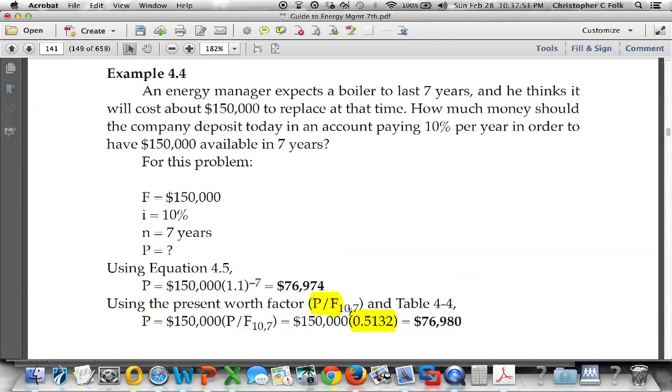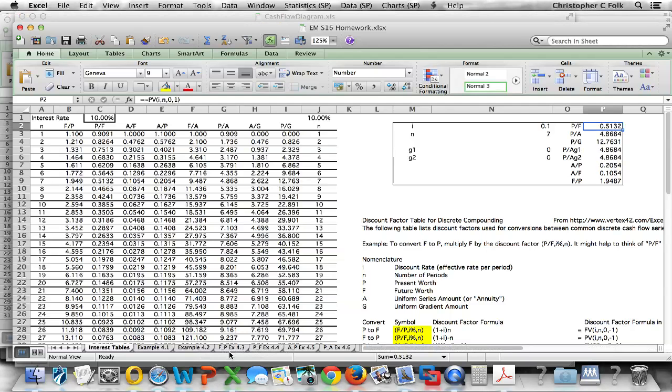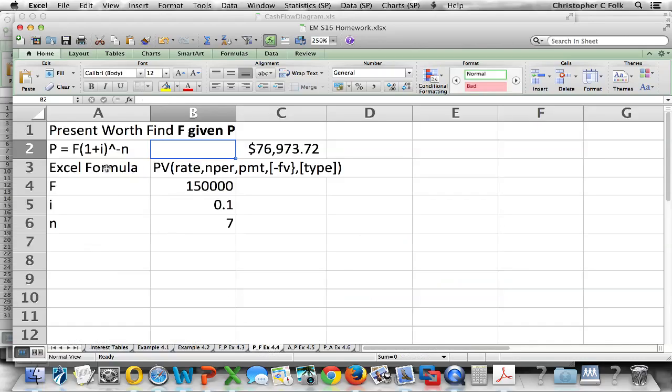All right, so that's what the rest of these examples are about. Let me show you how I did some of those. All right, so here's number 4. Number 4, I put the formula in, find the future value given the present value.